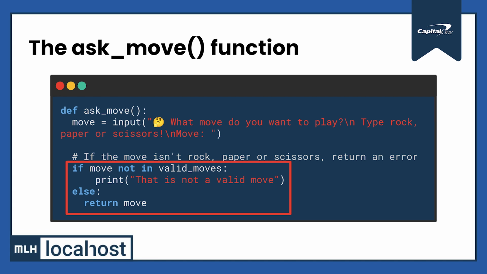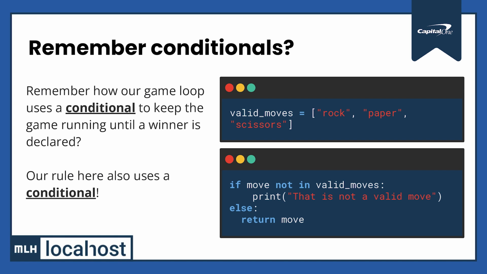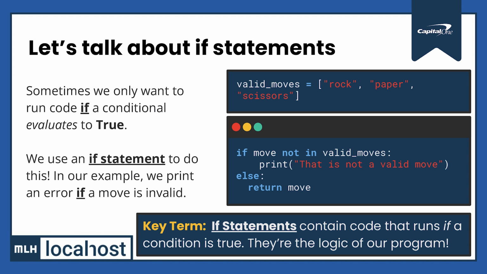If the move they enter isn't valid, we print an error to our console. Oh, and just a heads up, if I say print, it just means we show a message to the user. If the move is valid, then our code makes the user use that move. Now, remember how our game loop uses a conditional to keep the game running until a winner is decided? Well, our rule here also uses a conditional. So let's talk about if statements.